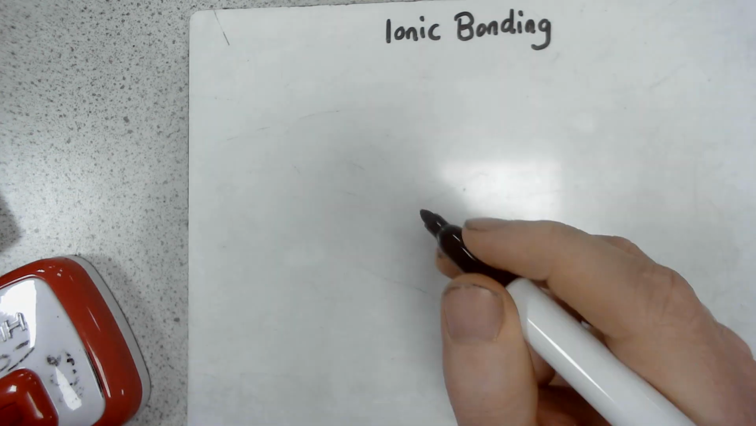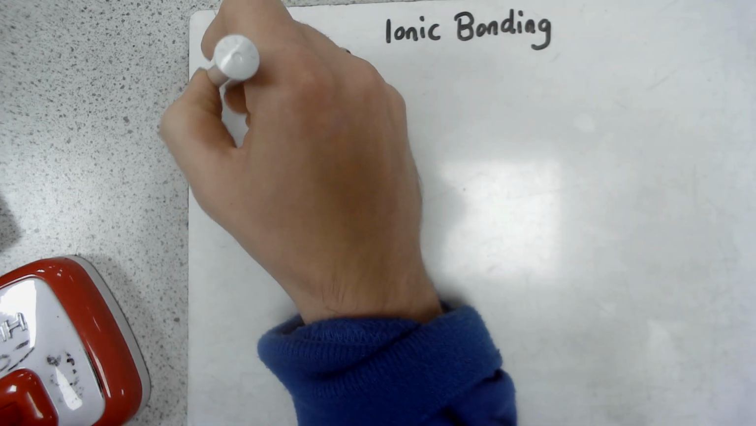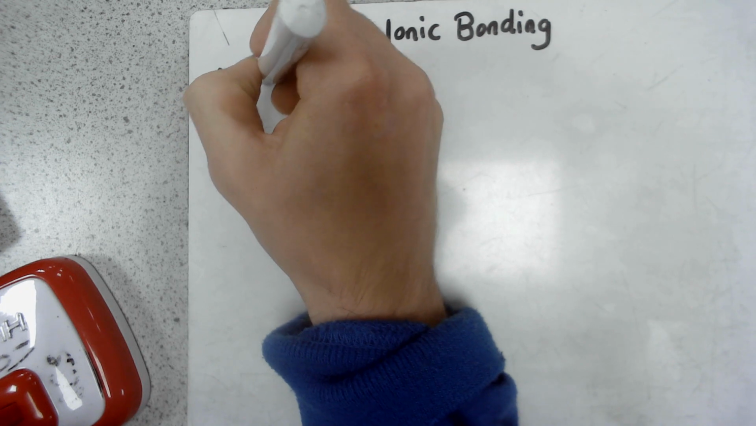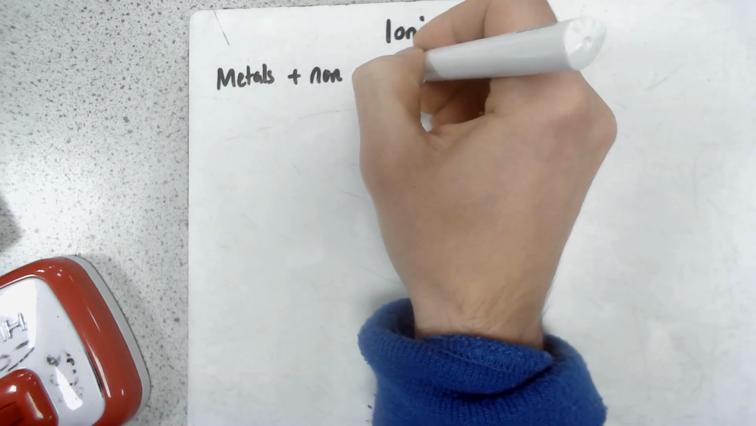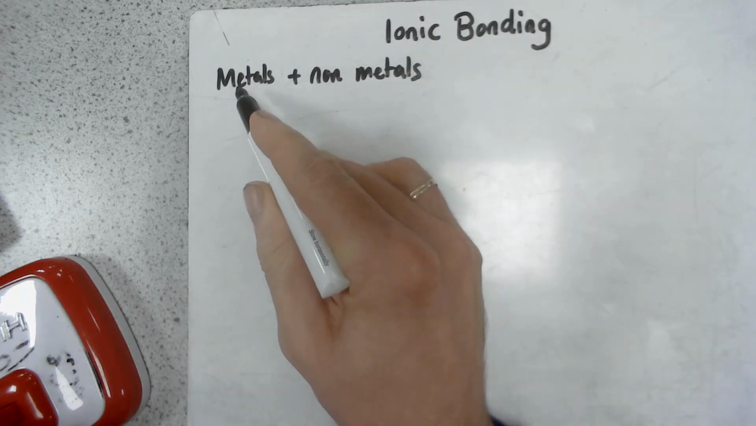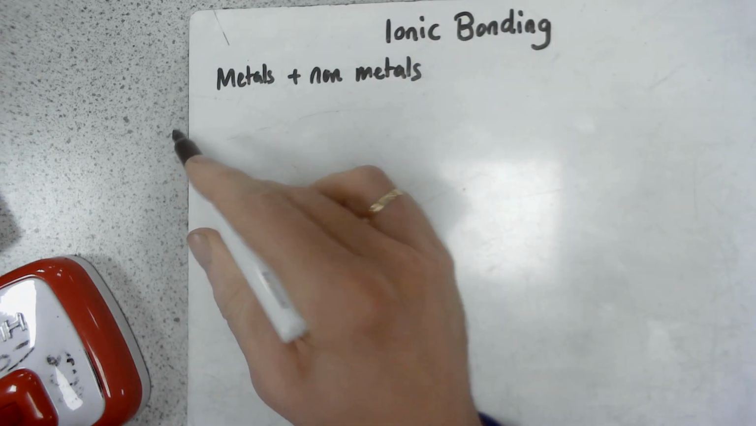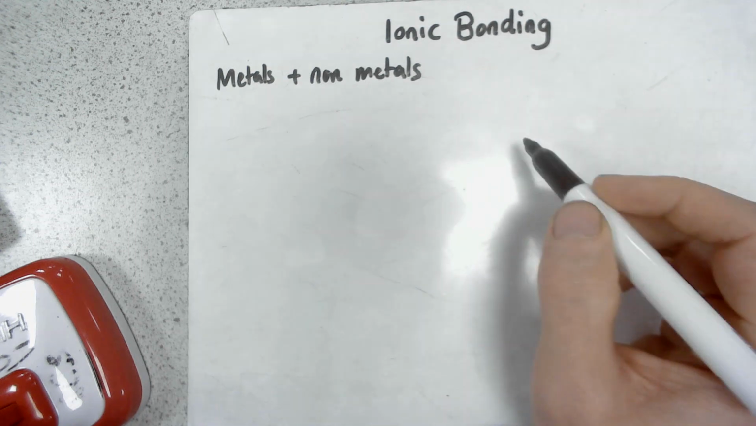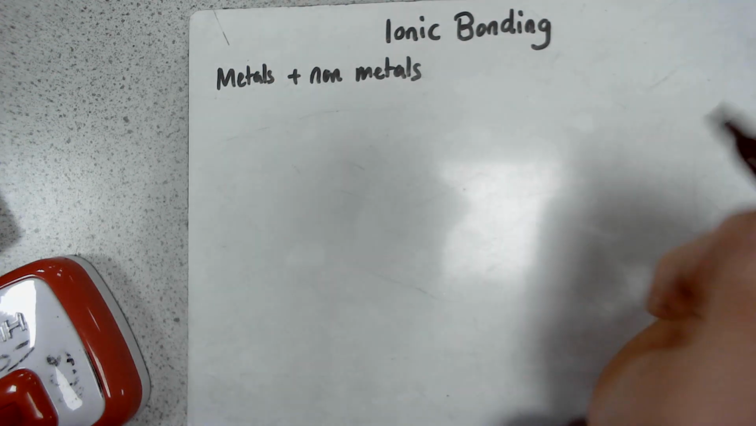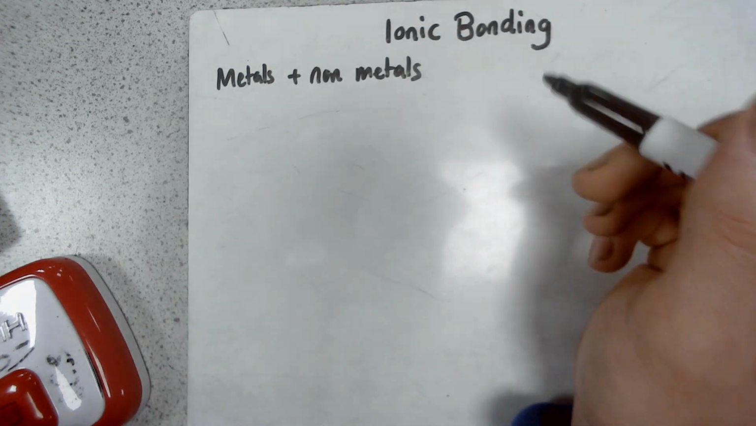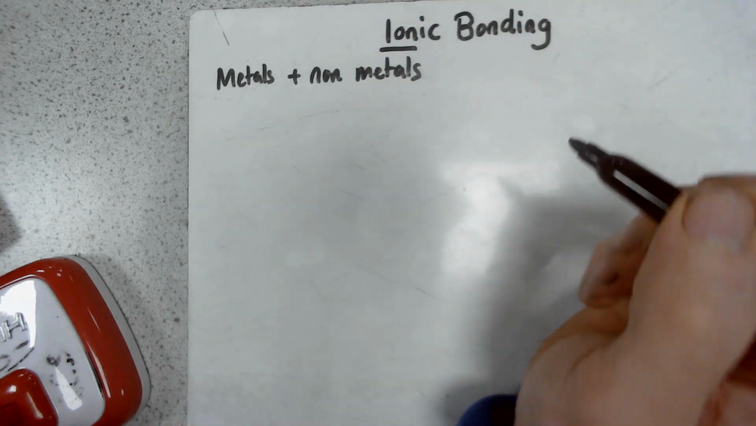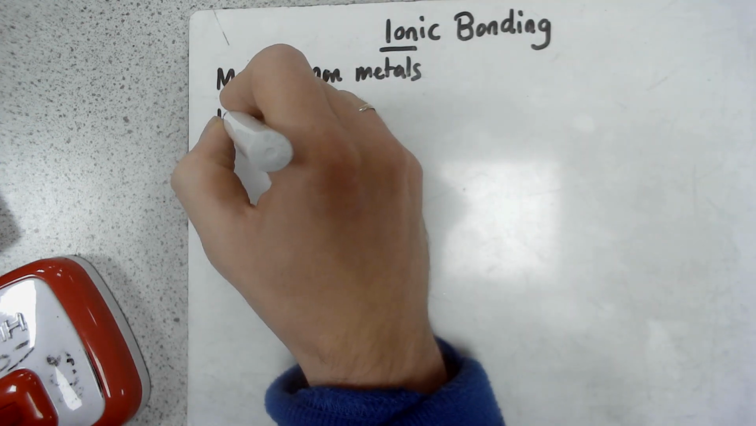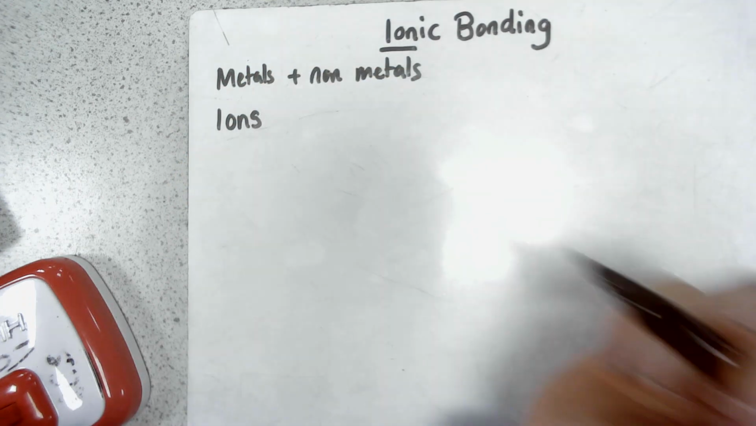Now, if you watched our last video, you will know that ionic bonding is always between metals and non-metals. Okay? Metals being on the left of the periodic table, non-metals being on the right of the periodic table. So as soon as you identify this, you should know that you have ionic bonding. Now again, the key is in the name. It is ionic bonding, which means again it must involve ions.